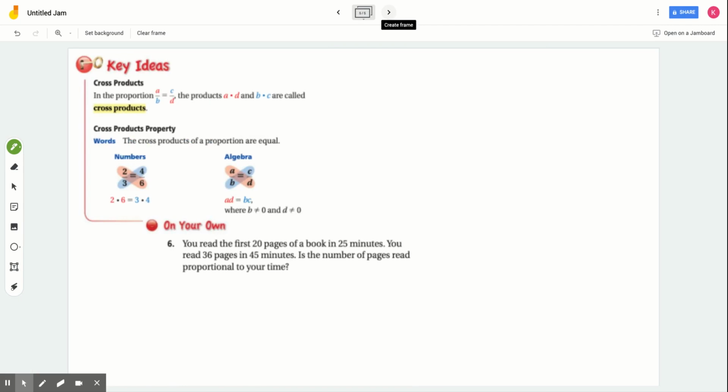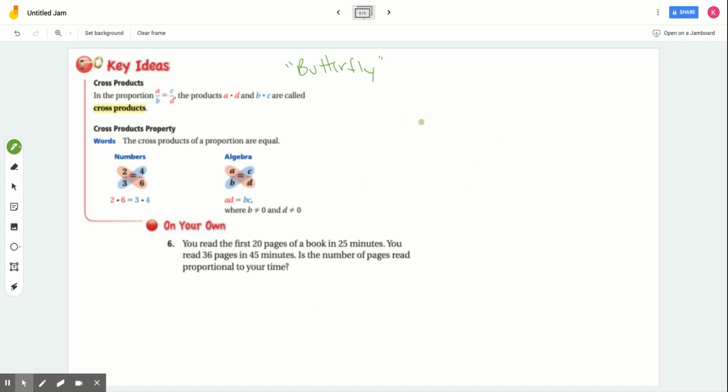Now, as we look at the final example, we're going to look at the cross products or butterfly method. So remember, sometimes we refer to this as the butterfly method. On number 6, you read the first 20 pages in 25 minutes. You read 36 pages in 45 minutes. Is the number of pages read proportional to your time?